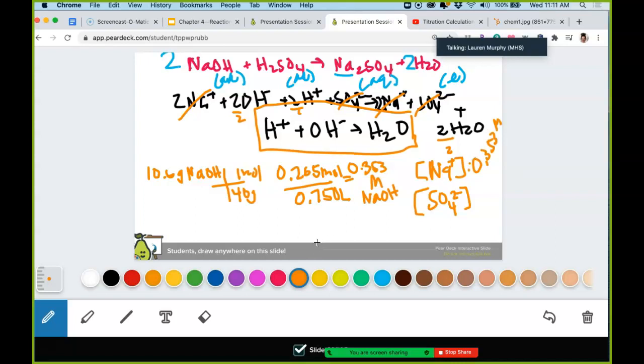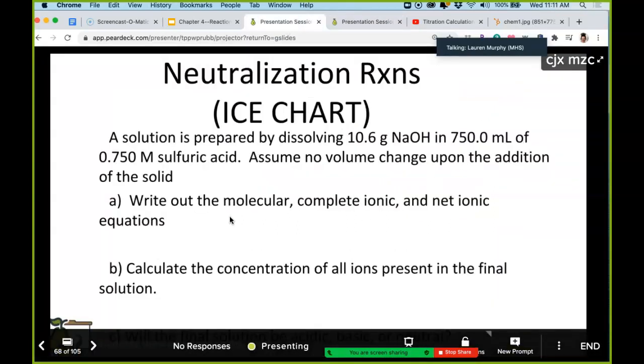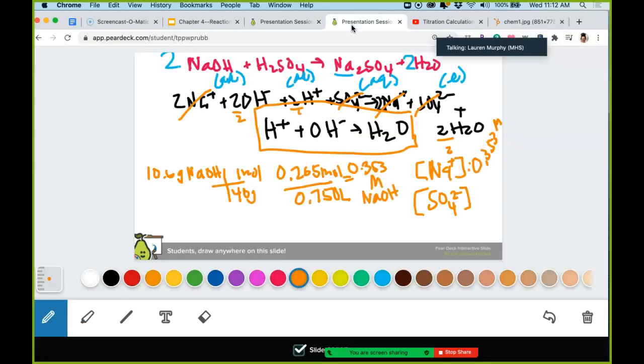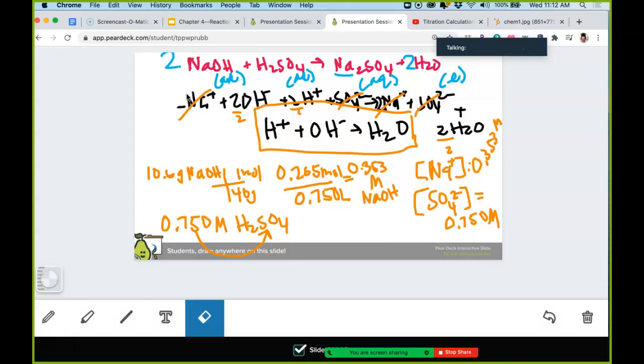Okay? Now, here's what's interesting. Because dilution did not happen, and why didn't it happen? It's because we didn't mix volumes, okay? Because dilution did not happen, this is my molarity of sulfuric acid. It's 0.750 for sulfuric acid. I didn't have to do M1V1 = M2V2 because there was no dilution. So it's 0.750 molar sulfate, right? Because sulfate's not going to react. It's whatever this is.